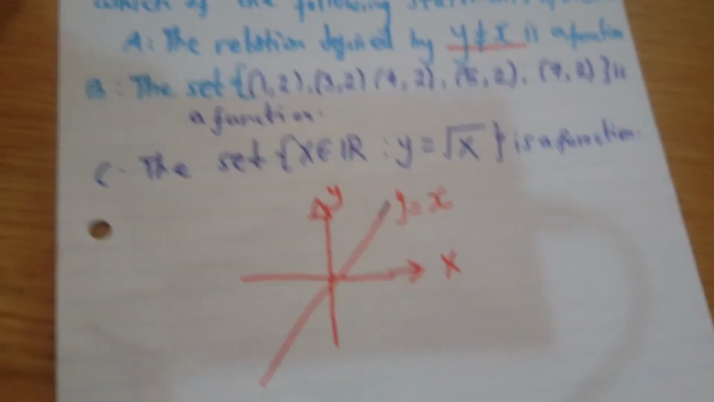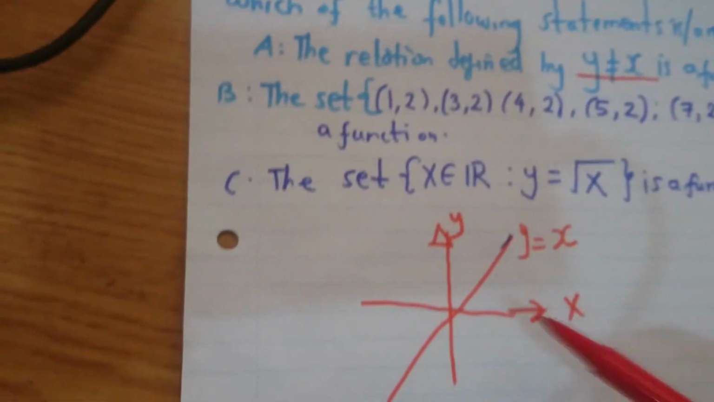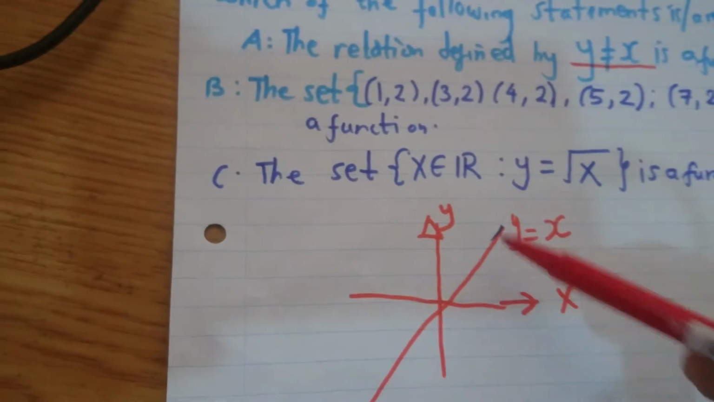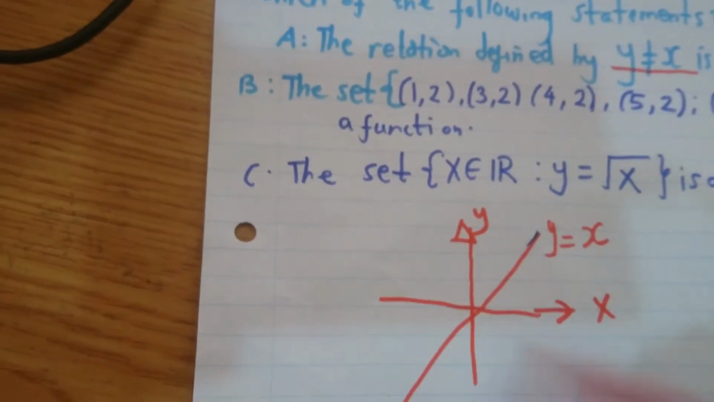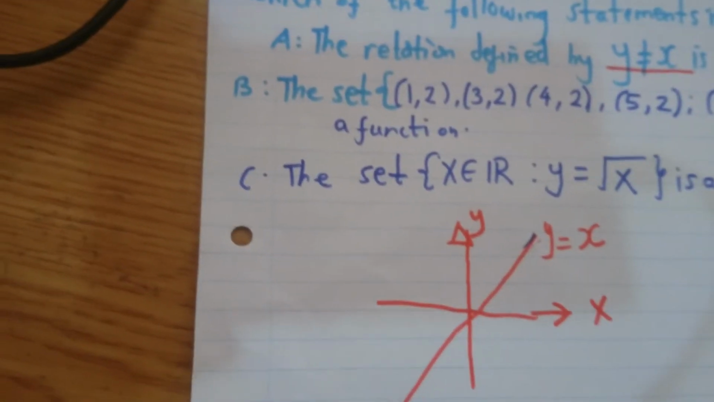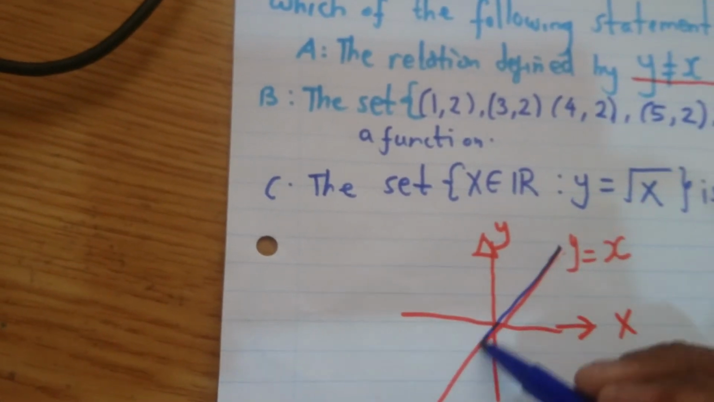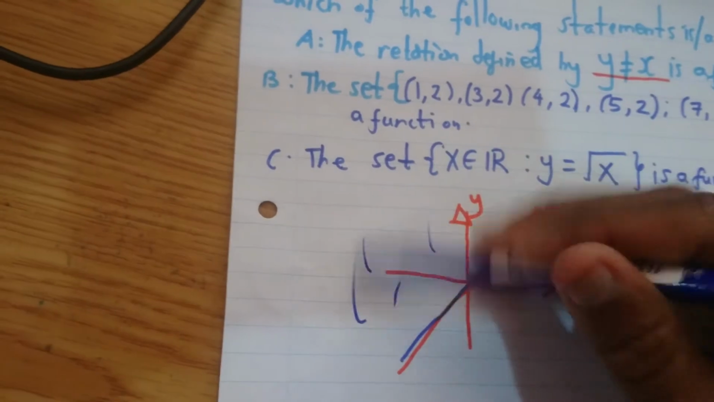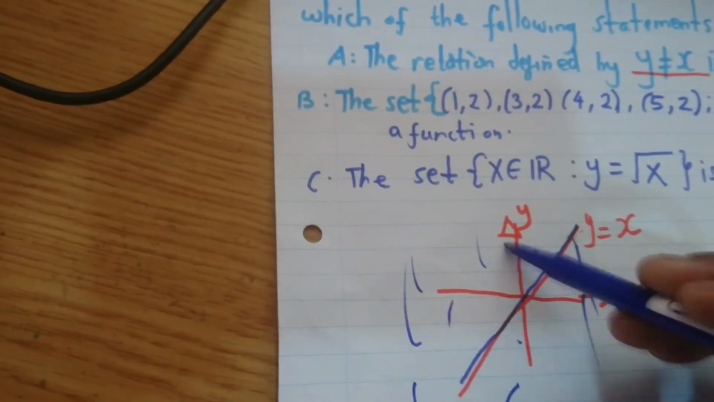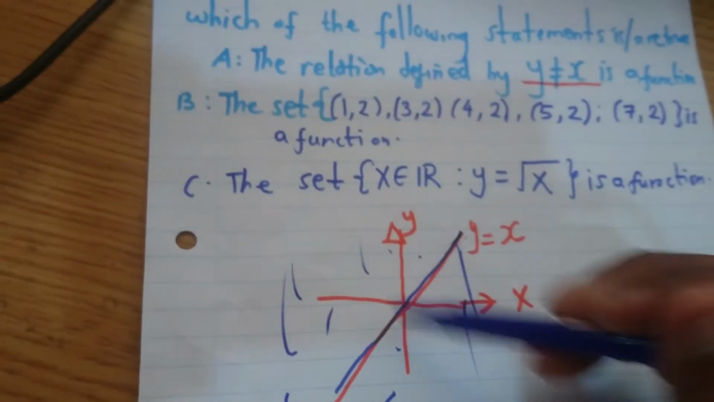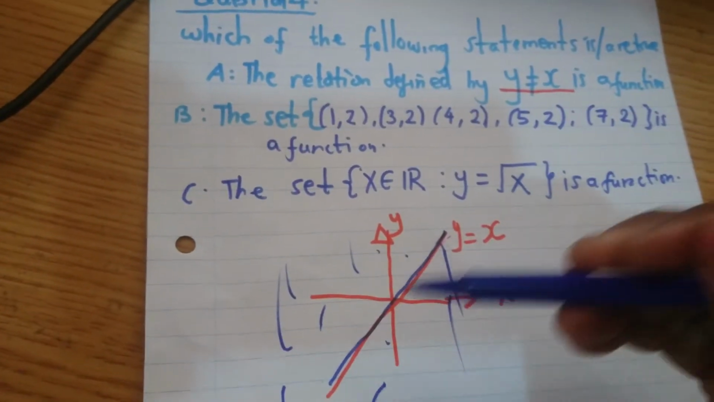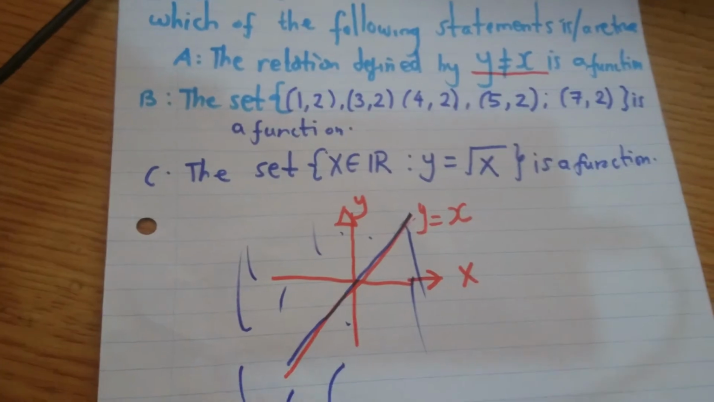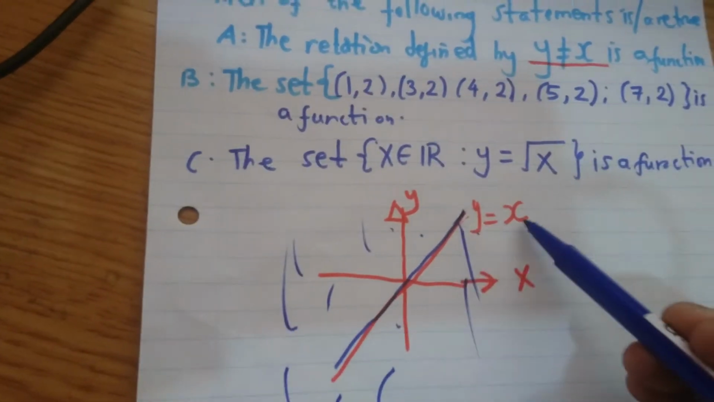So what does that mean? y is not equal to 1 means it can be anywhere except this line here. It can be all other places but not that one. So we know y equal to x is a function, but if it's not that line, the other places should not be a function.